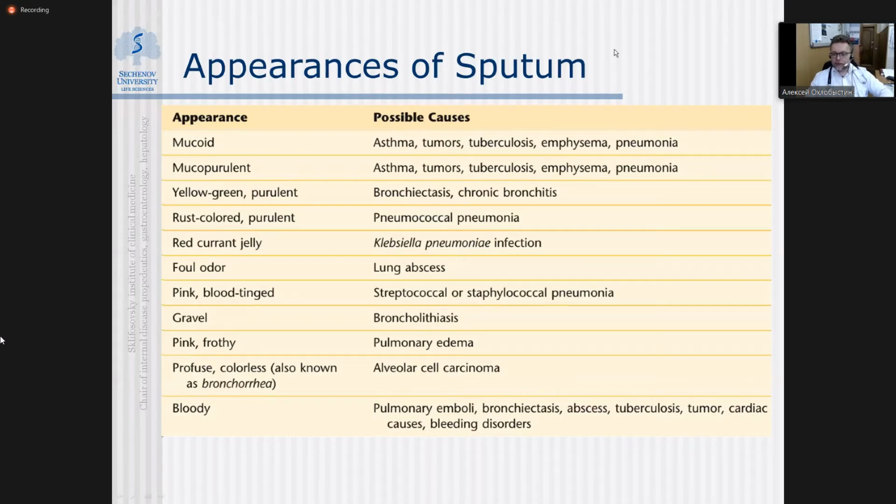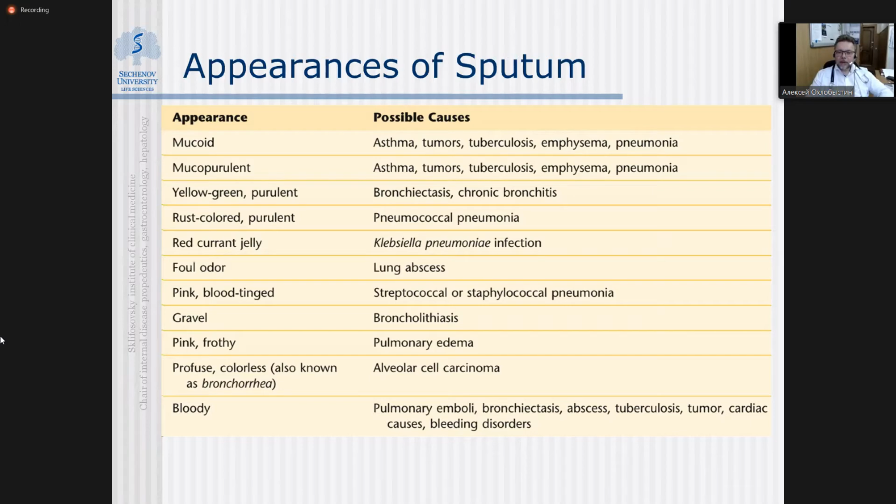Second is coughing. It may be dry, most commonly associated with irritation of the bronchial mucosa. Anyhow, sometimes dry coughing may be related to irritation of the pleura. And coughing may be productive. Coughing may be associated with expectoration of sputum. That is also quite important from the point of view of assessment of the patient's diagnosis.